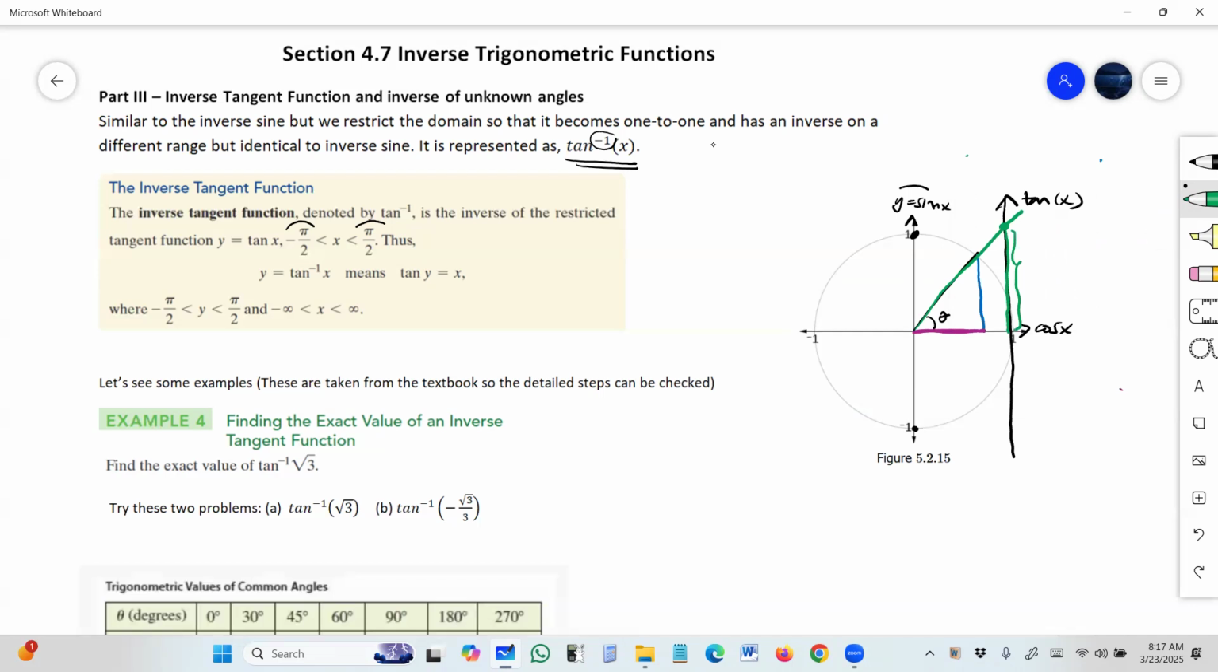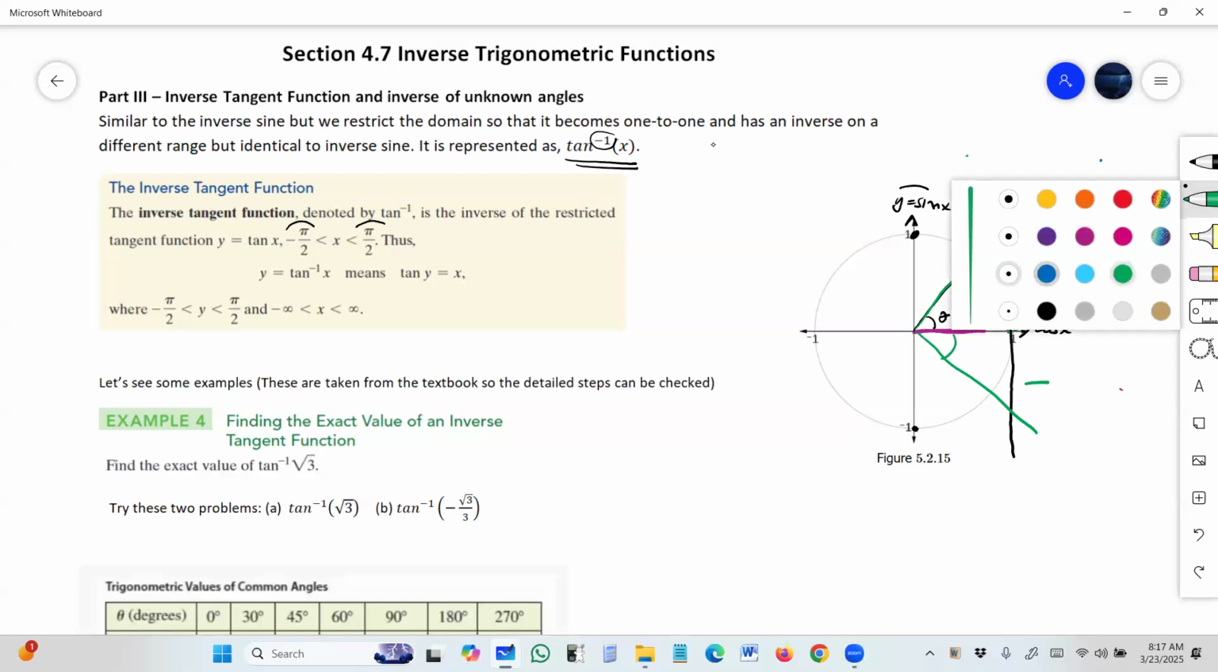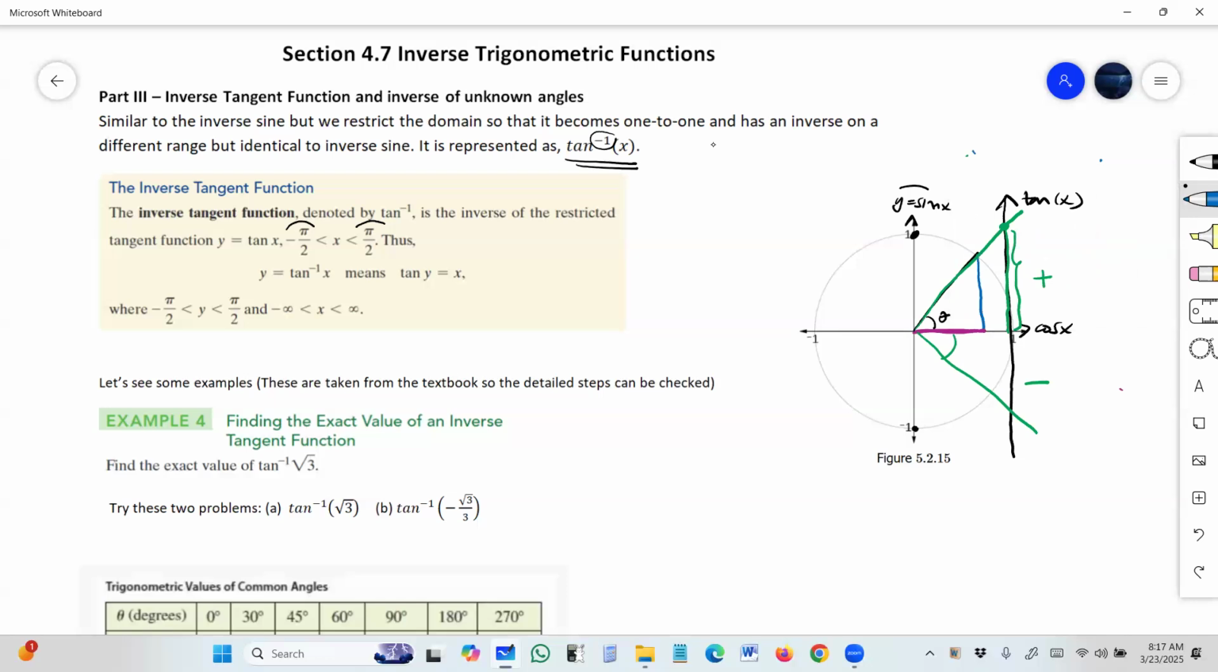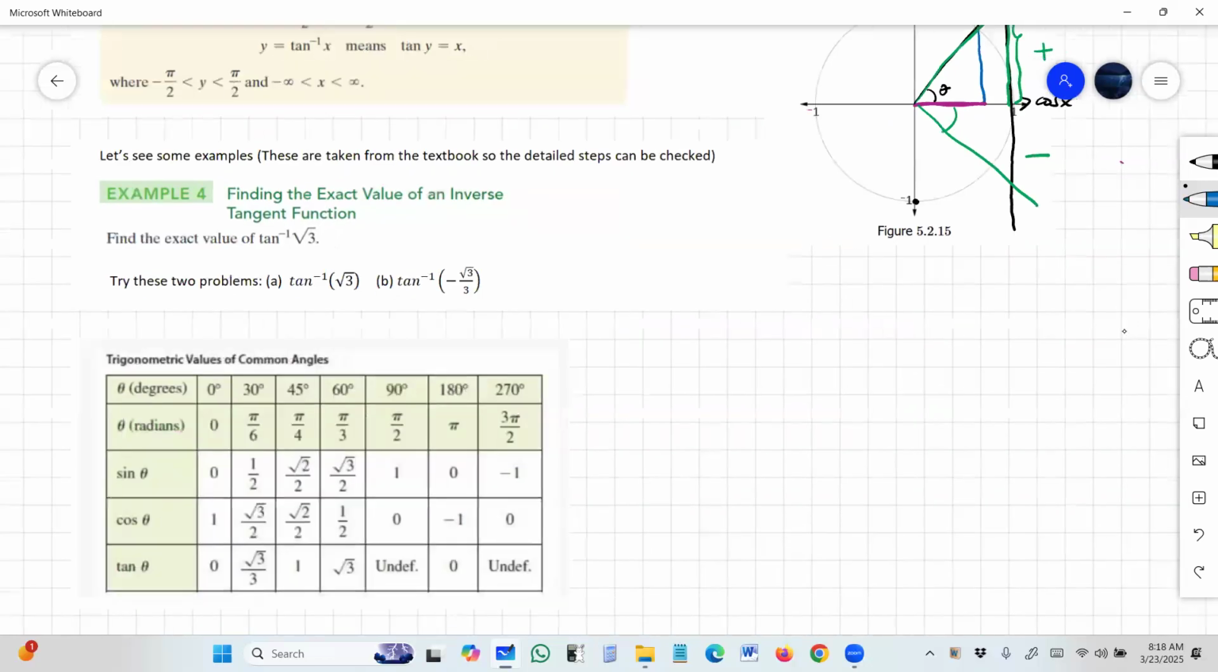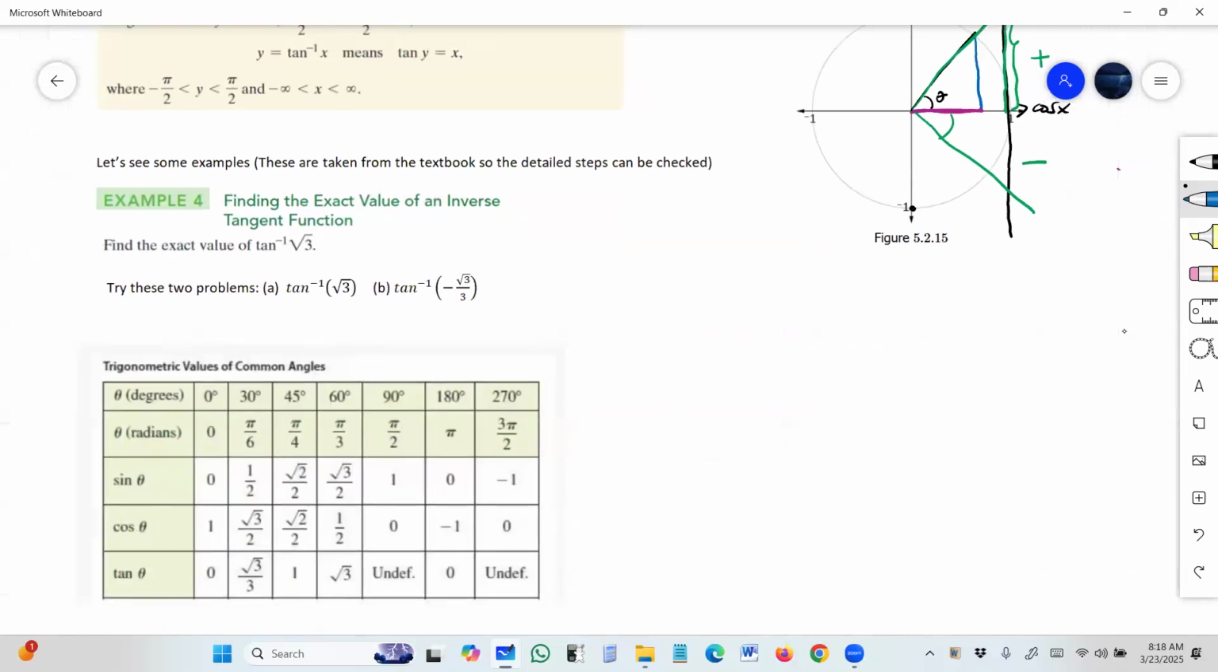Now, if the angle is positive, it's above the x-axis. If it is negative, it is below the x-axis. Okay, so just like sine, if we have a negative value, all we have to do is just flip the angle found in the table from positive to negative. Okay, so this is pretty easy, just like sine. Let's take a look at these two examples. And again, for the known angles, we have to know the table.